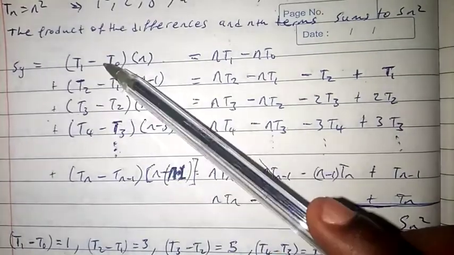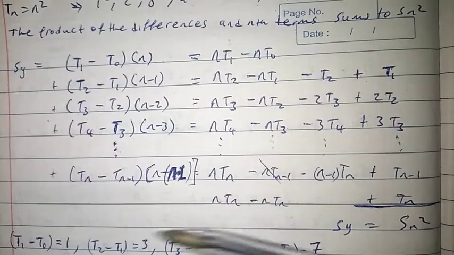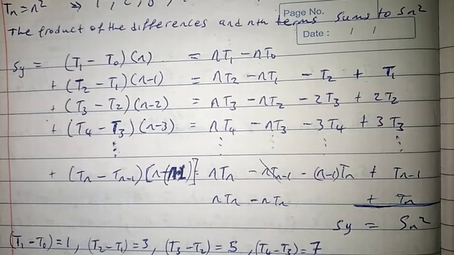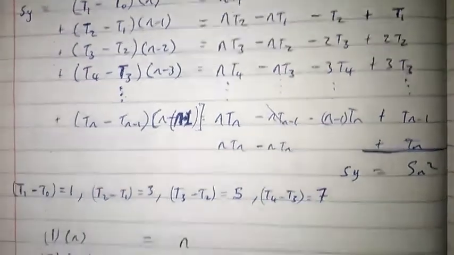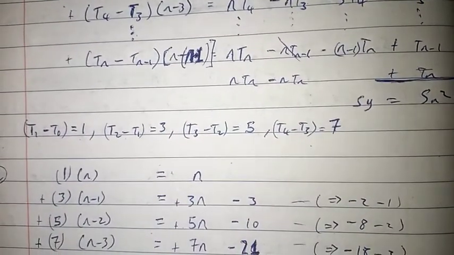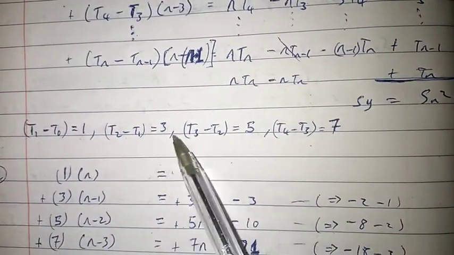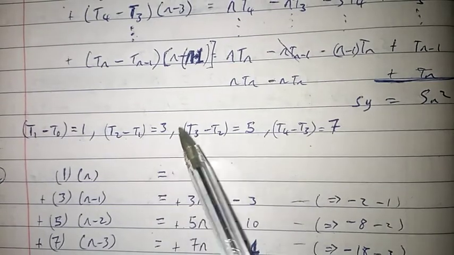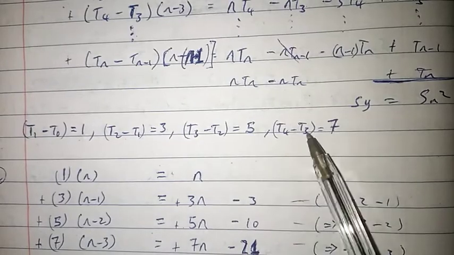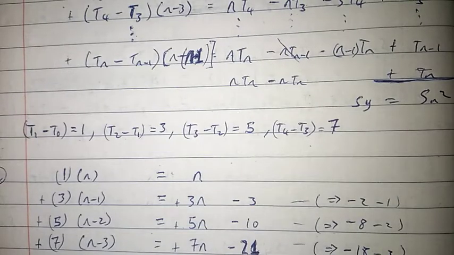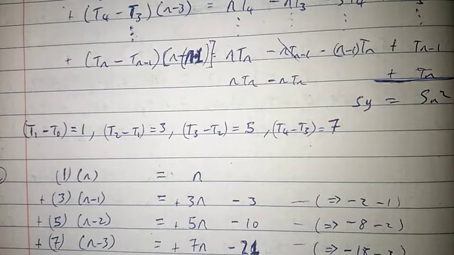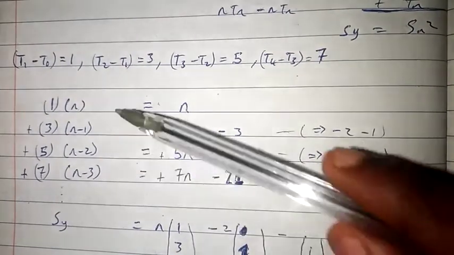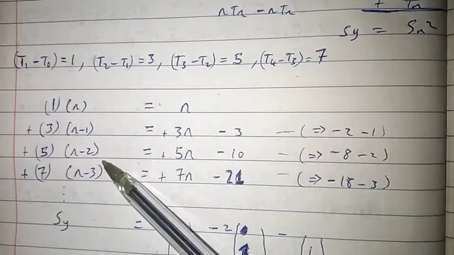So if we call the sum of the differences and the n term Sy, then Sy will end up being equal to Sn square. So let's get that straight. With that, let's move on forward. Now we already know that T1 minus T0 is 1, T2 minus T1 is 3, it's progressing by 2, T3 minus T2 is 5, T4 minus T3 is 7, like that. And then we can therefore substitute the actual values and see what we get.